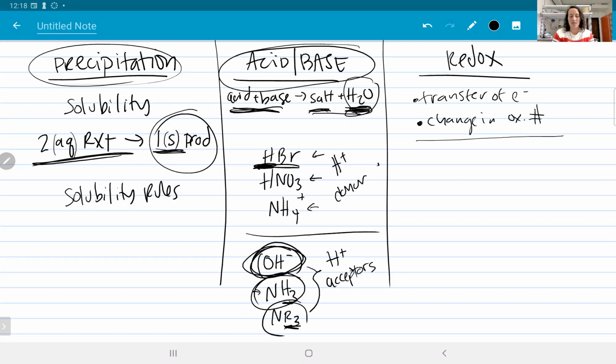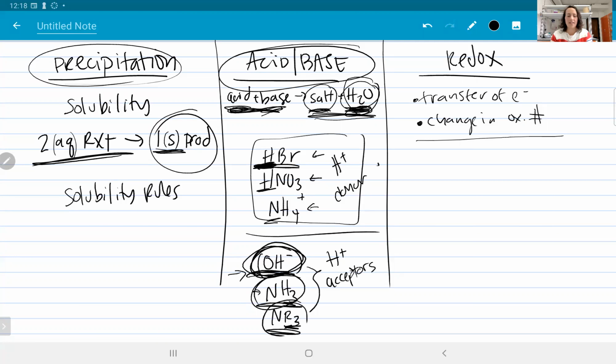Acid-base reactions, you're looking for an acid, so something that has a proton, something that could donate a proton. Also, having known some of the very common acids will help you tremendously immediately identify, oh, there's the acid, plus a base. So for bases, remember looking for hydroxide or a nitrogen with three things bound to it. Also, you're analyzing the product side to see, did you form a water molecule and a salt compound? Because if you did, then you're definitely looking at an acid-base reaction.